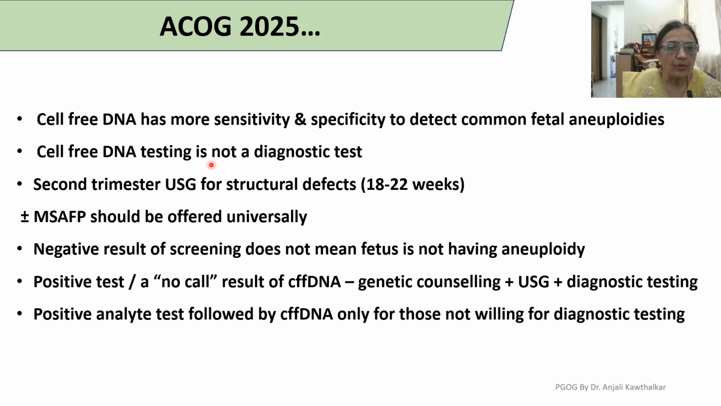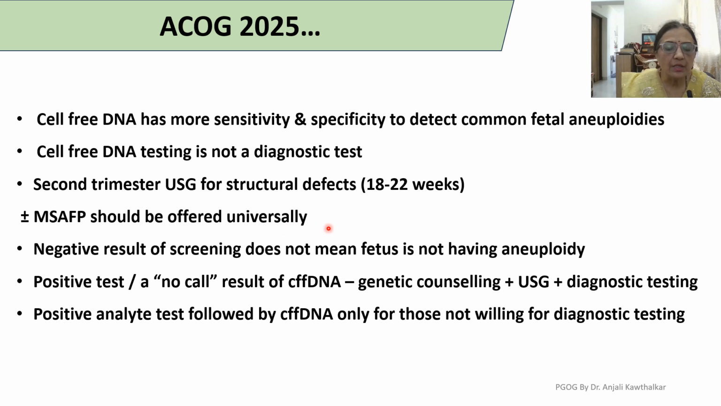Second trimester ultrasonography should be offered universally to all pregnant women to do the structural analysis, to detect structural defects in the baby, either major structural defects or soft markers. And this screening is to be done from 18 to 22 weeks. It is irrespective of whatever the result of the first or second trimester aneuploidy screening is. This should be done along with or without maternal serum alpha fetoprotein, and it should be offered universally.